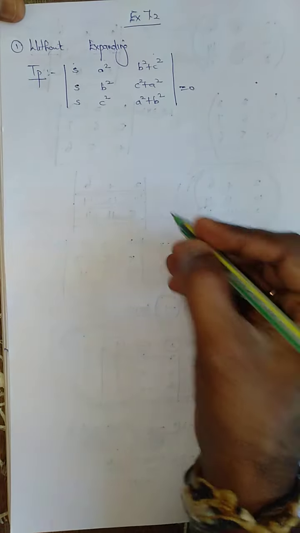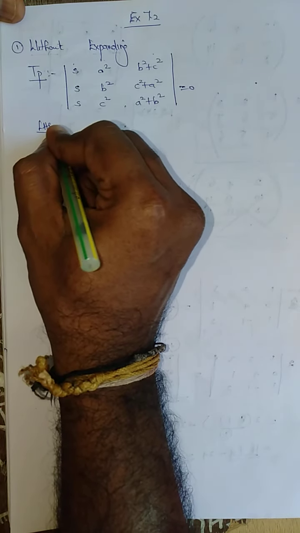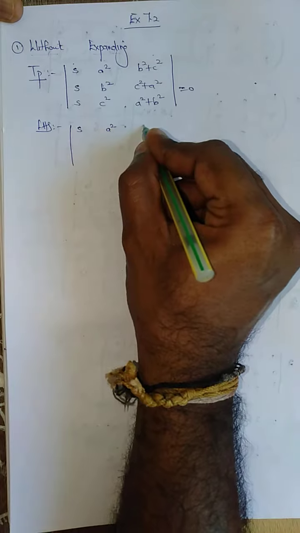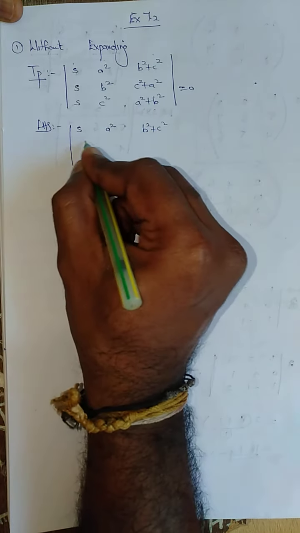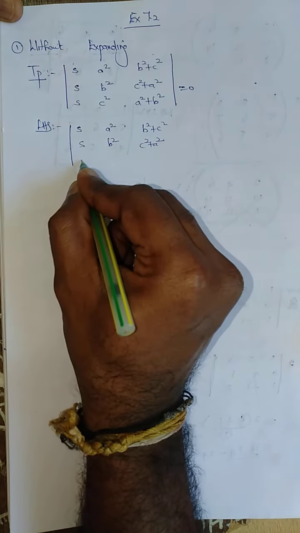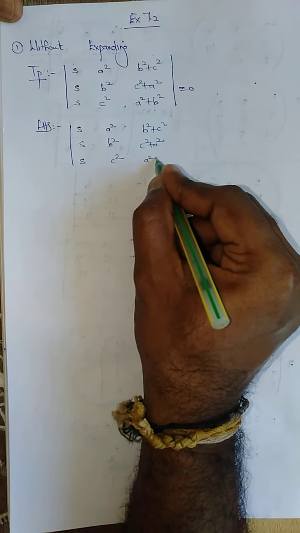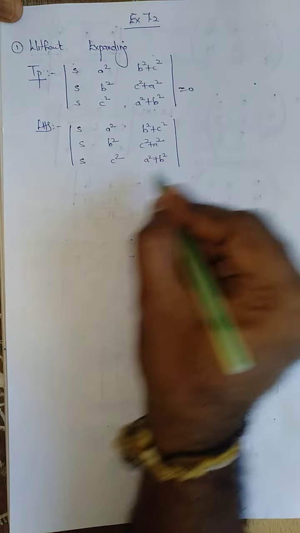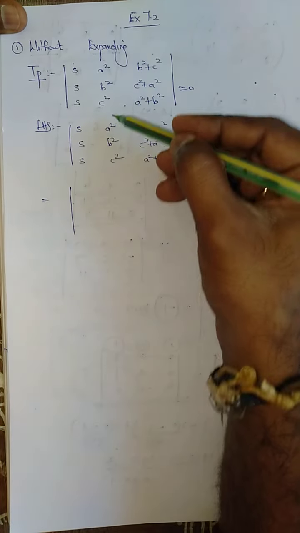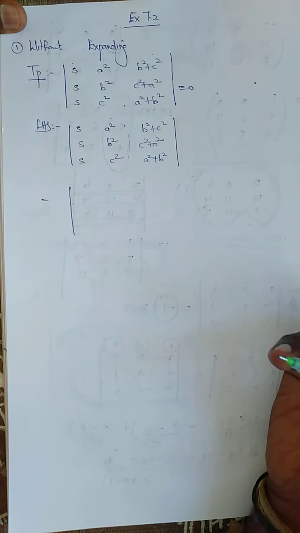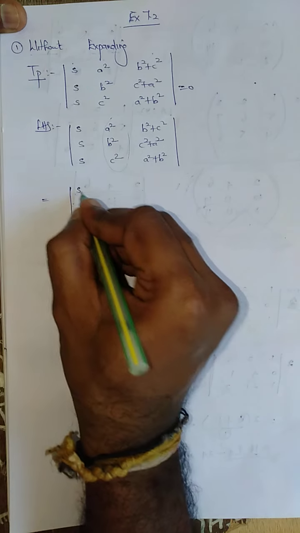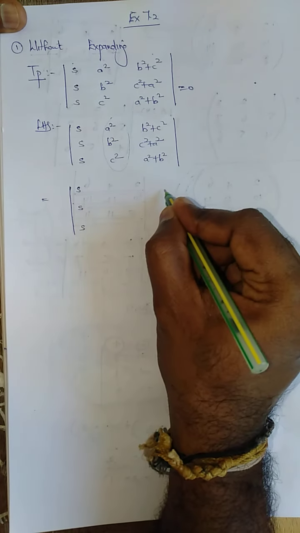So I am going to take the LHS. What is the LHS? The LHS is the determinant with rows: A square, B square plus C square, B square plus C square; B square, C square plus A square, C square plus A square; C square, A square plus B square, A square plus B square. So what I am going to do is change C2 alone. There is no change in C1 and C3, so write C1 and C3 also.